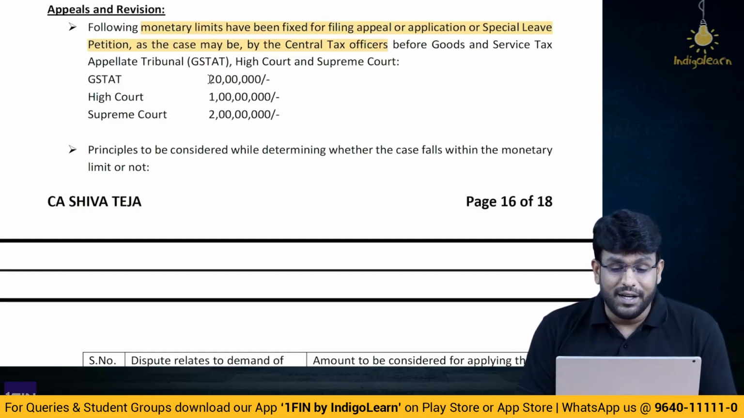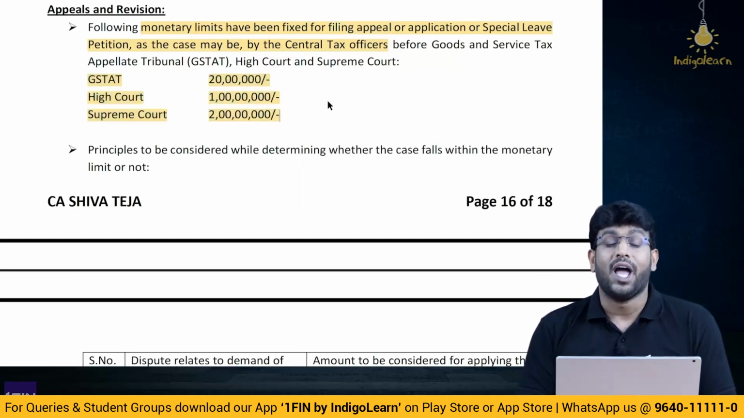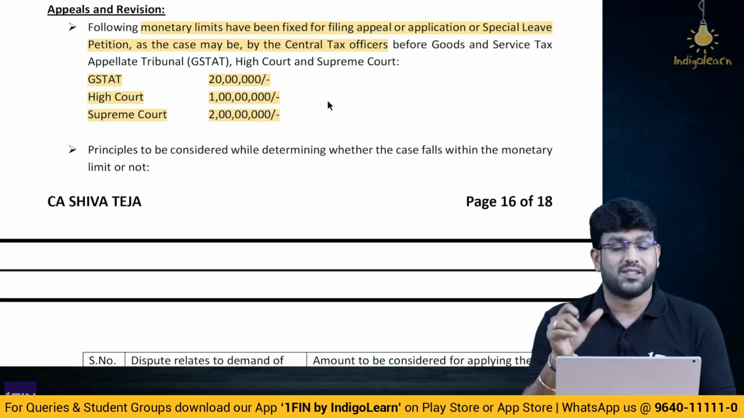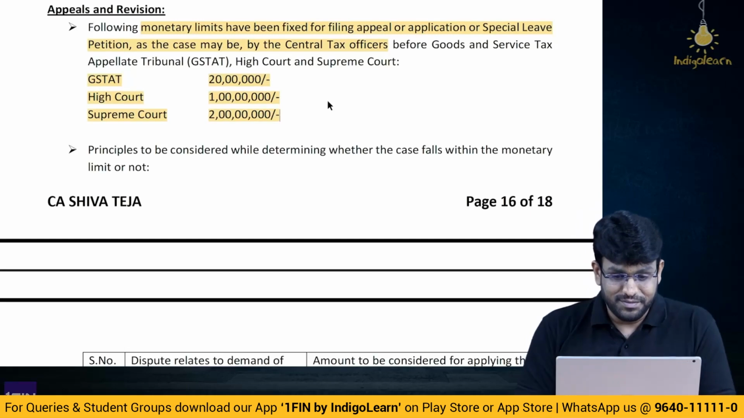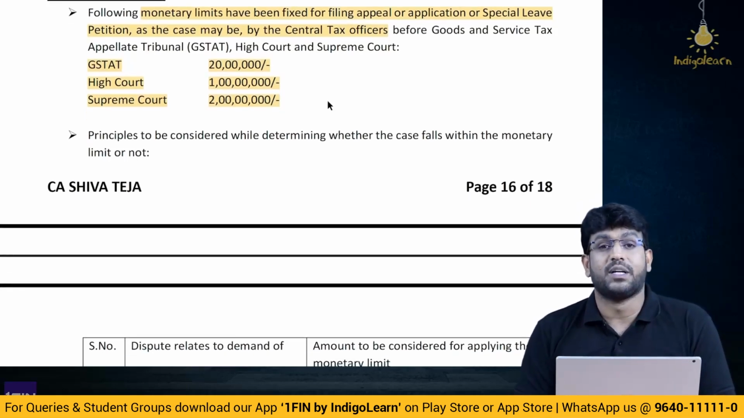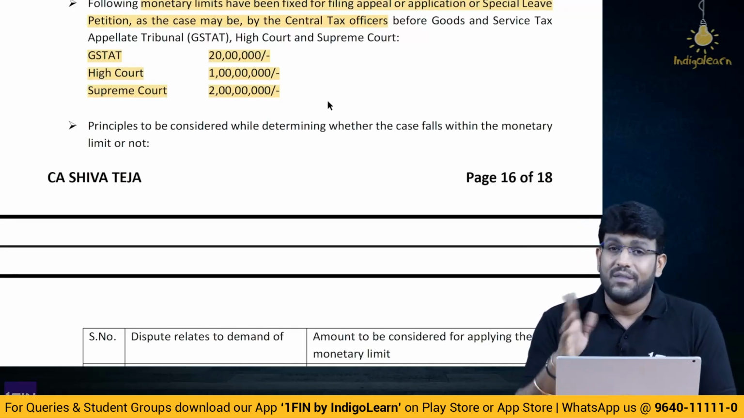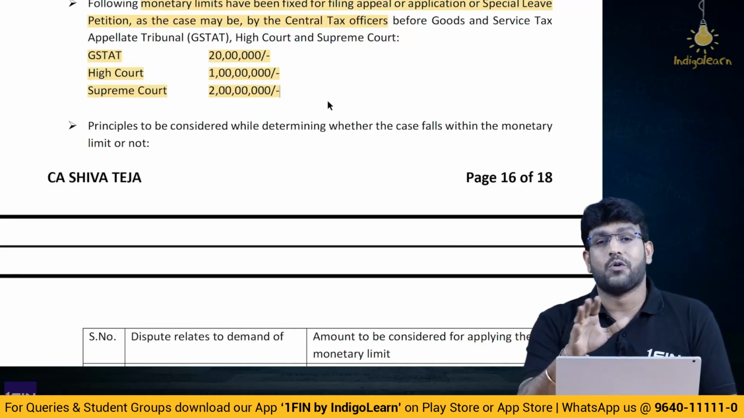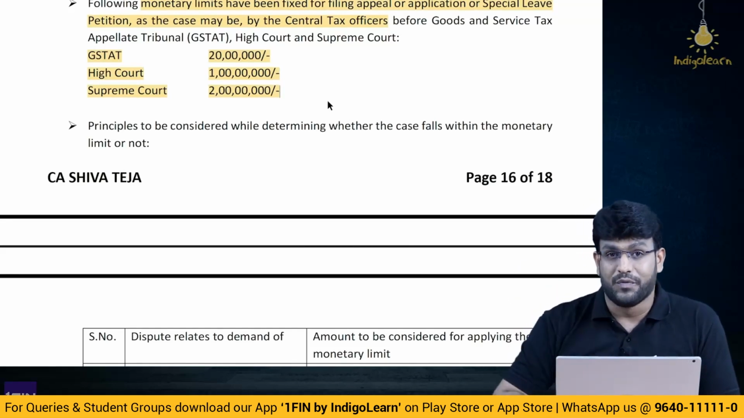For tribunal it is 20 lakhs. For High Court it is 1 crore. For Supreme Court it is 2 crores. These limits are only for filing of appeal by department officers, not for filing of appeal by taxpayers, my dear friends. And what are the principles we'll take? Come on, for tribunal, what is the limit? 20 lakhs. High Court 1 crore. Supreme Court 2 crores. If it is less than that, law is telling don't waste government's time. And these limits are only for appeal by department officers.